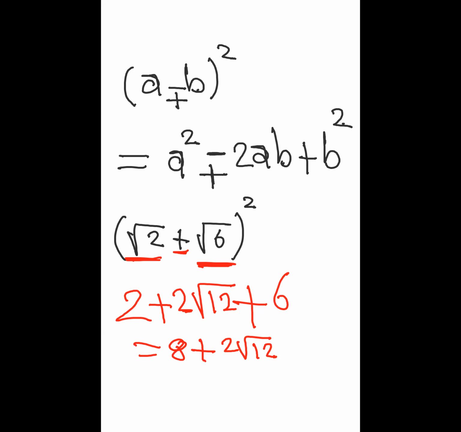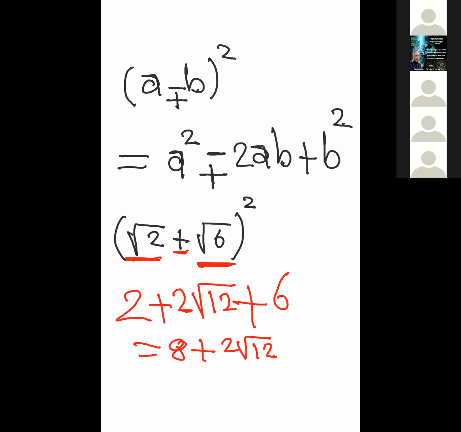Okay? So can I simplify this one? Yes, of course we can. How? It will equal 8 plus 2 square root of, we said that 12 means 4 times 3. So it will equal 8 plus, this 4 equals 2, then 2 times that 2, which is outside, means 4 square root of 3.